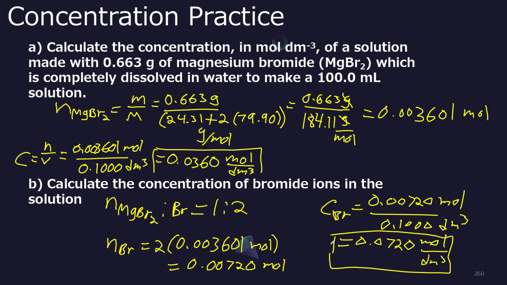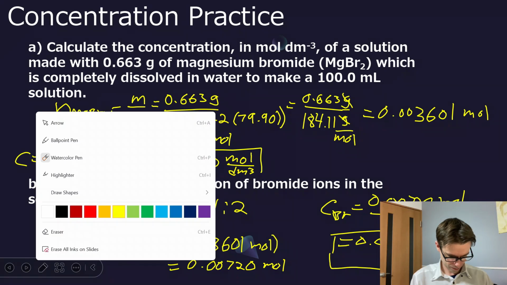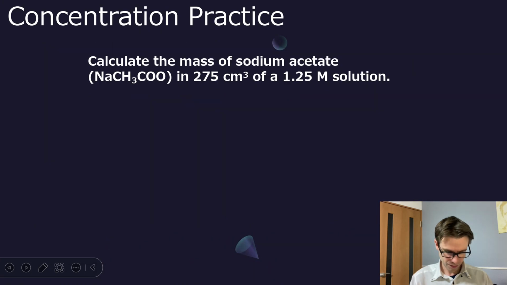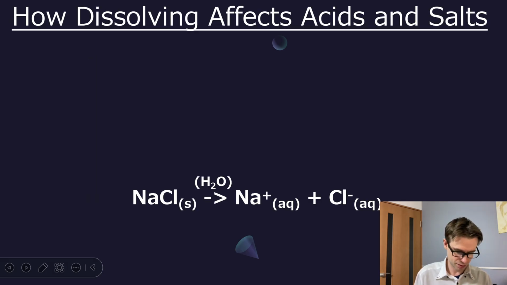Okay, let's move on. I think I have some more practice. Calculate the mass of sodium acetate, NaCH3COO, in 275 centimeters cubed of a 1.25 M, remember that's mole per decimeter cubed, same units, solution. Okay, so how are we going to do this? It's a bit different. But again, you have a volume, 275 centimeters cubed, and a concentration, and we can use today's equation.